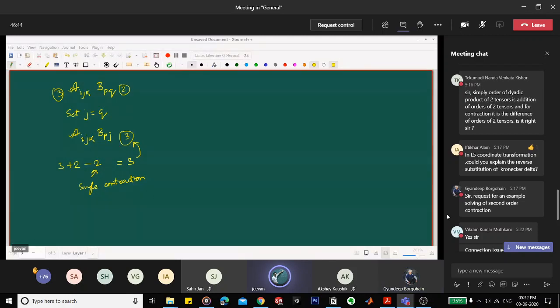Let me go to this writing app. So, an example of a double contraction. We can take this example itself. Let's consider this Aijk, this is a third order tensor.